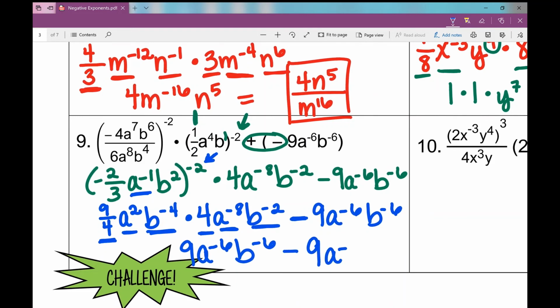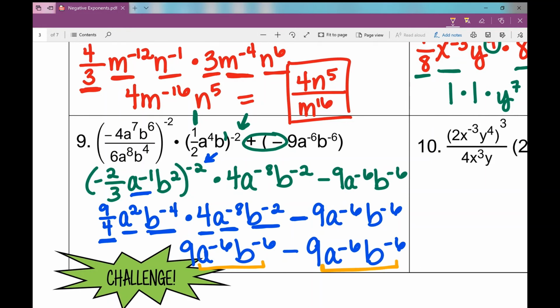Minus 9a to the negative 6. And what do you know? We've got like terms over here. So can we combine them if we have like terms? We sure can. This a to the negative 6, b to the negative 6, that is what tells me these are like terms.